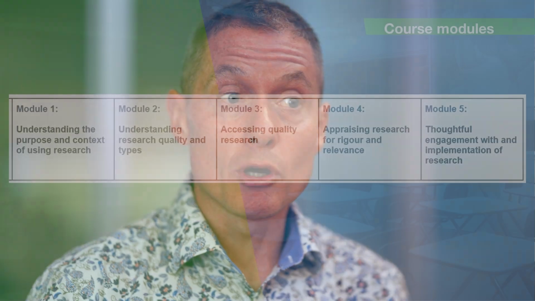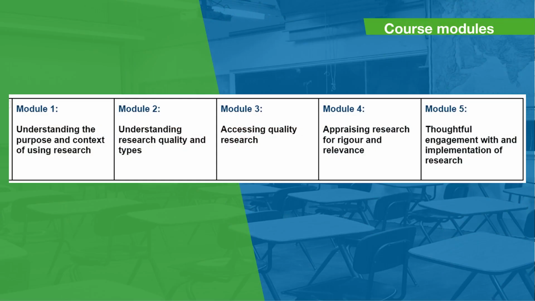The course has been designed as a sequence of 5 self-guided learning modules to move through at your own pace. So Module 1 is about understanding the purpose and context of using research. Module 2 then moves you into understanding research quality and types. Module 3, accessing quality research. Module 4 then, appraising research for rigour and relevance. And Module 5, thoughtful engagement with and implementation of research.